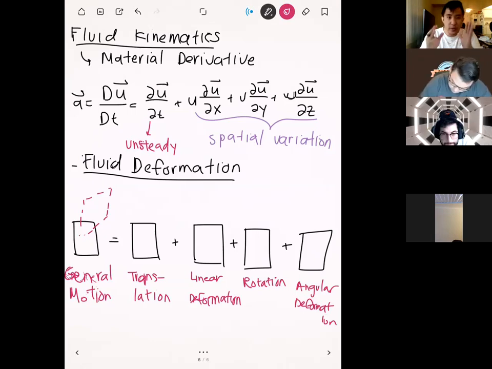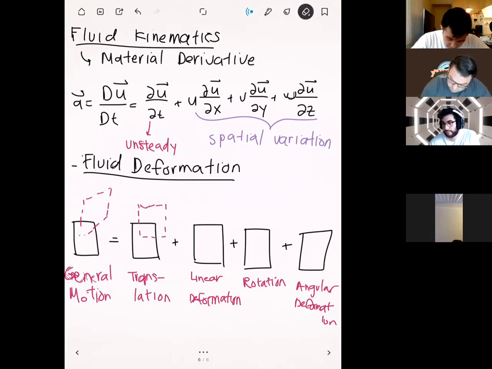So translation is simply that you take an object, like, say, this phone right here, and you just move it to a different location. So it retains its same size and its same shape. It just moves linearly to a different location. And the way that we can visually depict this is by drawing the exact same square, just in a different location. And so this is simply translation.